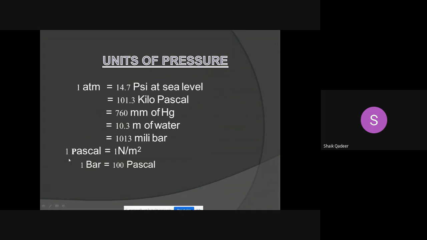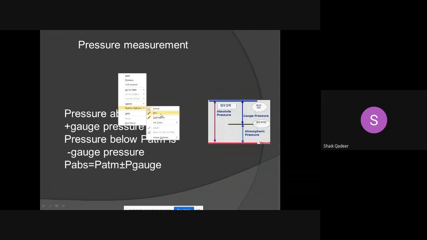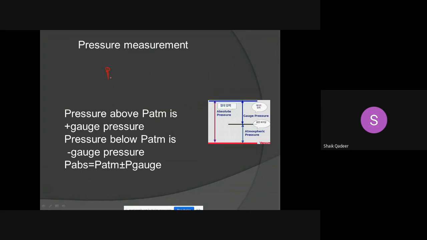Okay, the other unit is 1 pascal is equal to 1 Newton per meter square and 1 bar is equal to 100 pascals. Okay, fundamental information regarding the pressure. Usually, pressure is measured as absolute pressure. The value of absolute pressure is measured in terms of a reference pressure called atmospheric pressure, which remains constant.